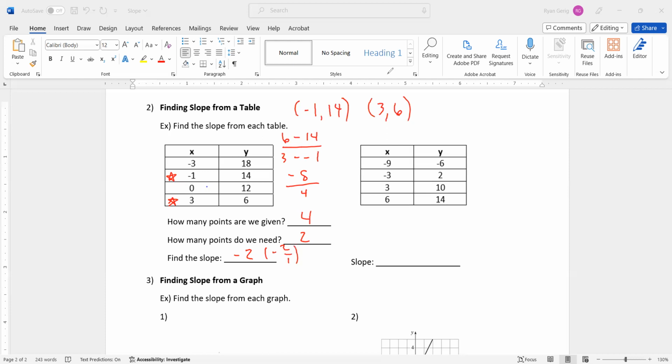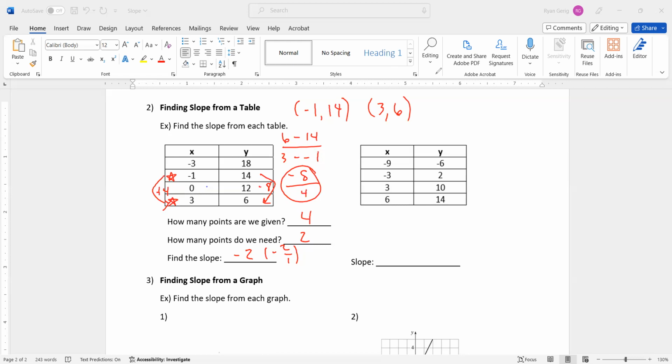And just a little recap, just to show you that I'm not making this up. From 14 to 6 goes down 8, so -8. From -1 to 3 goes up 4. -8 over 4, that's what we figured out there. Okay, gives you the same thing.